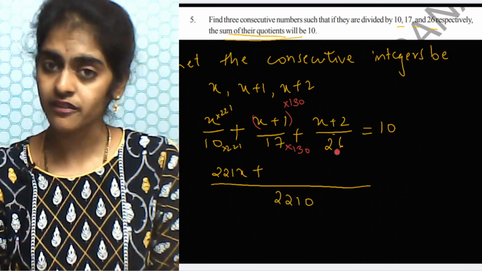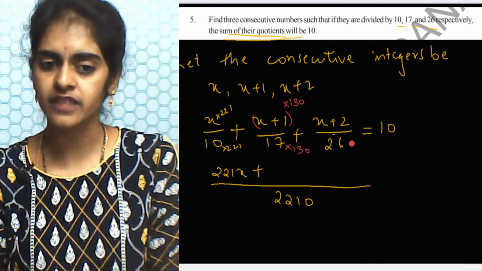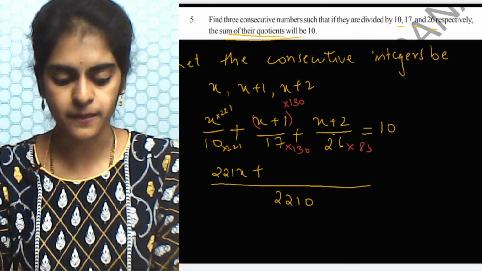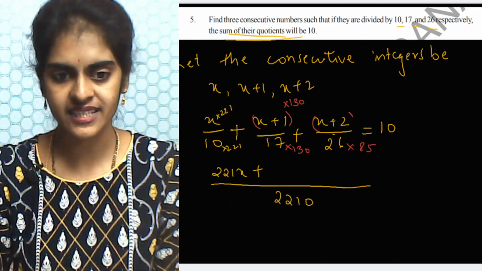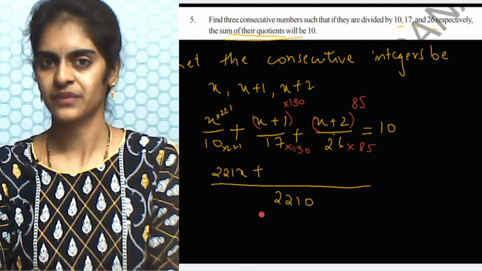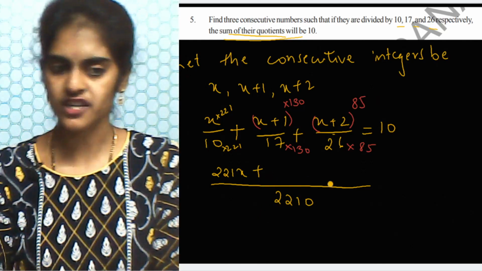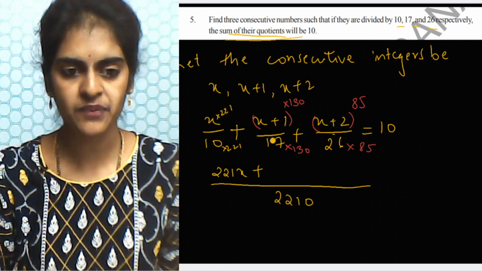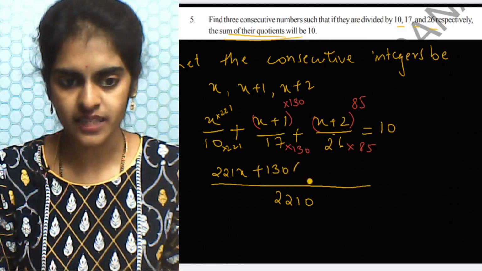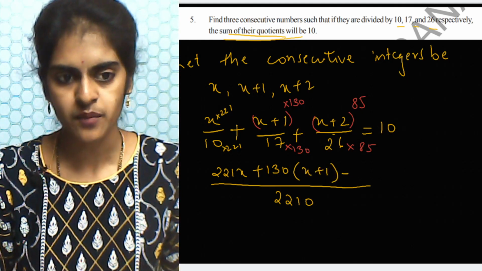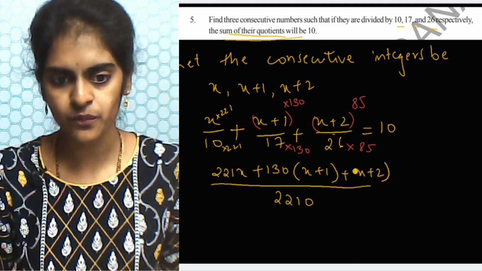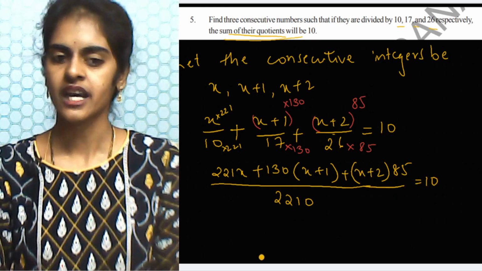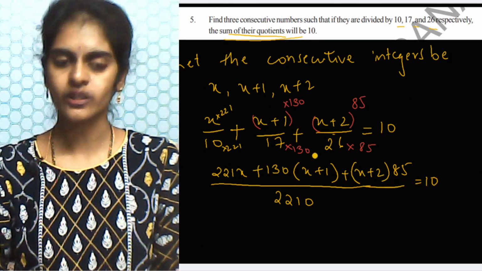And here you have 26. What will you multiply with 26 so that you get 2210? You have to multiply with 85. So the numerator also is multiplied with 85. Simple, let us write all the fractions now. So this is 221 into x, 221x, plus 130 multiplied by x plus 1, plus x plus 2 multiplied by 85, gives you 10. Now, solving this you will get the answer.